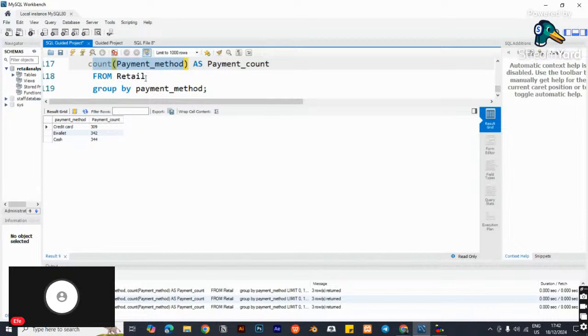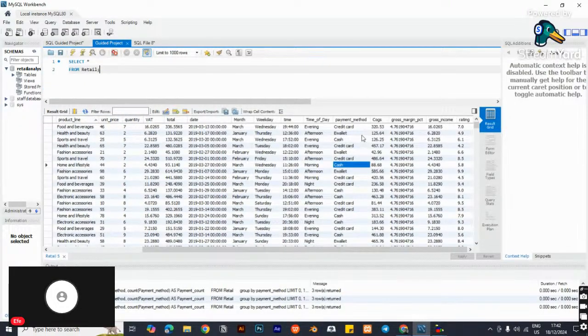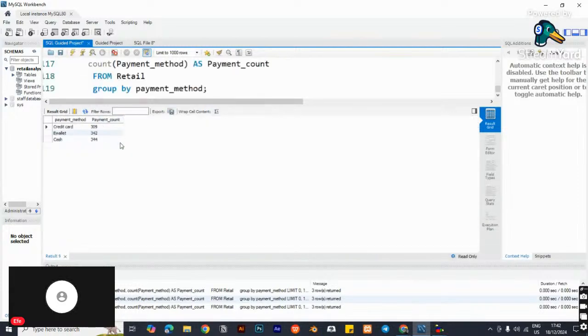All right, from the retail table, of course, we understand it. And then to be able to see our result, we have to group it. This is what this question means here. Which payment method is used most frequently? So we need to get that by the group. What the group clause did is to group each unique payment method together. And then we created an alias and a temporary column using the payment count here.